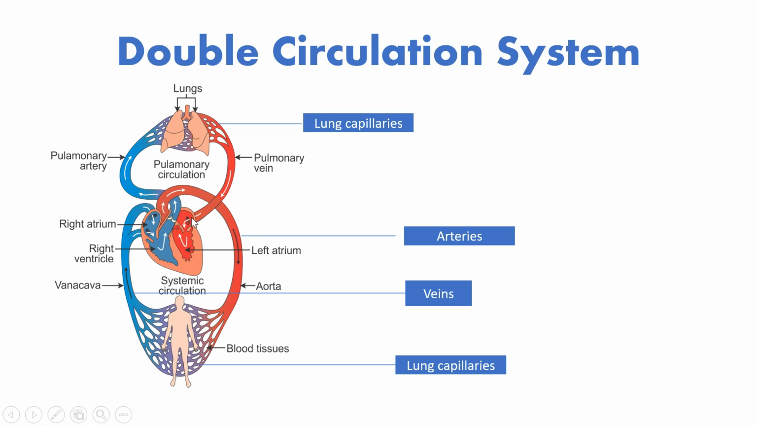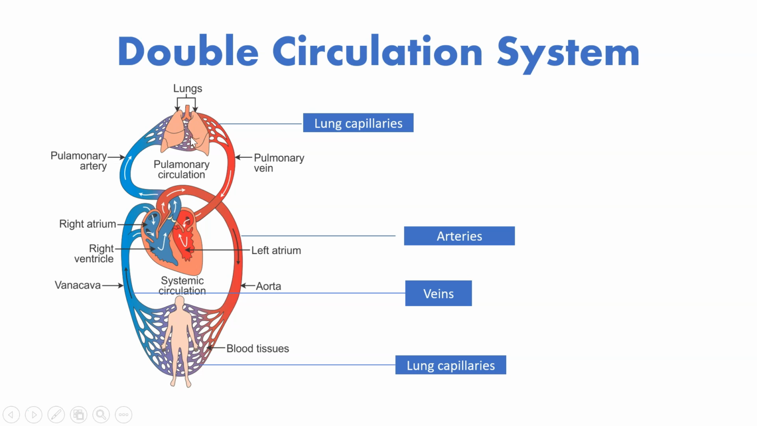In terms of veins and arteries, there's one exception. The pulmonary veins carry oxygen-rich blood. That's the one exception. And the pulmonary arteries are the one exception that carry deoxygenated blood. So, now let's look at the path.